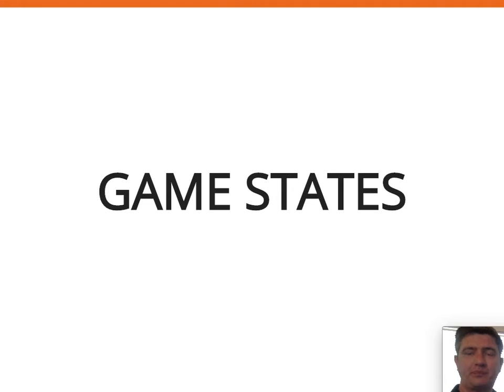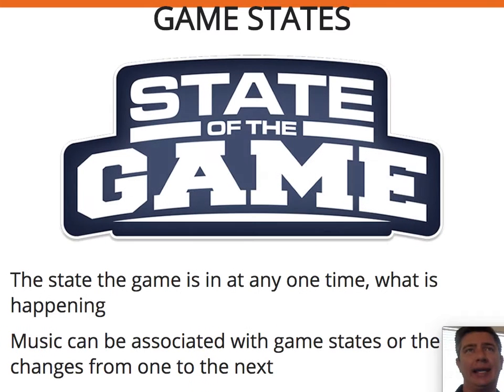Okay, so game states. I have a very bad definition for game states. My English teacher always told me never to use the words that I am trying to define in the definition. So here is my very poor definition of game states. A game state is the state the game is in at any one time. It is what is happening at any moment in time, at any frame of the graphics on screen, at any millisecond in time.